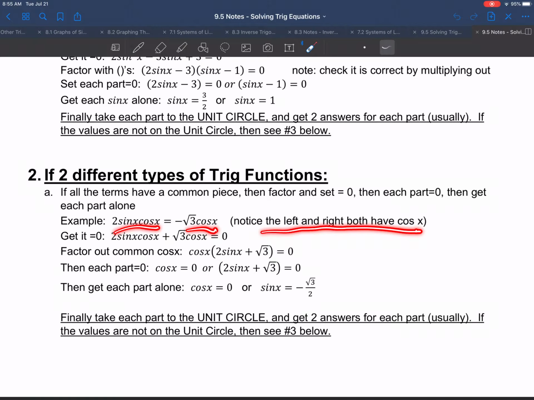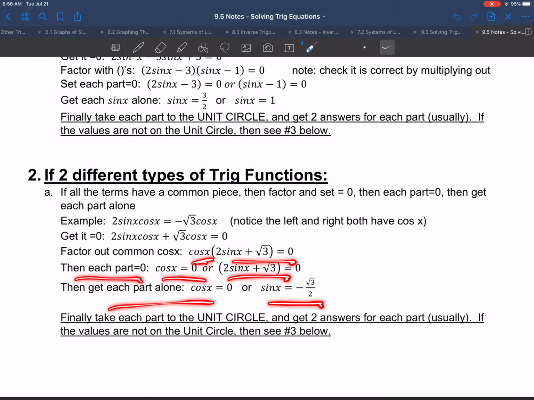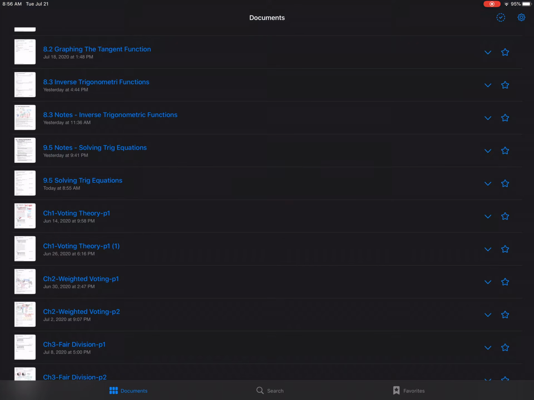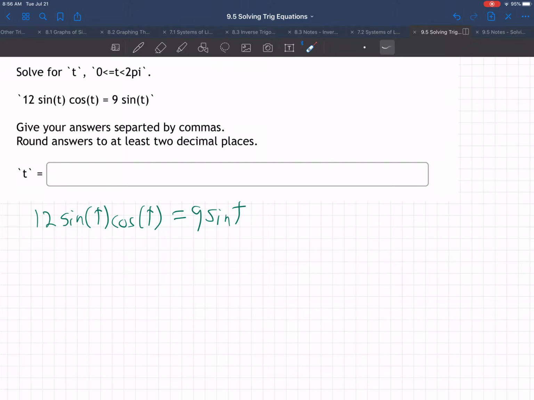I don't remember if it's sine or cosine. So first off, what do you got to do? Get it equal to 0. Factor out the common part that they both have. Then each part equals 0. Then get each part alone. Oh, and then go to the unit circle or use your calculator. All right, that's what we got to do. So yeah, they both have a sine, don't they?